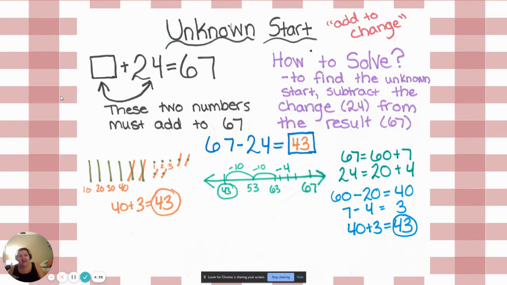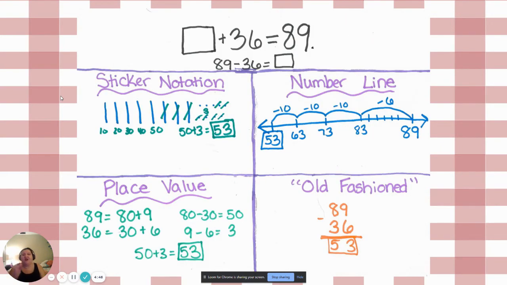As I stated in the last slide, in order to solve an unknown start where the change is addition, you need to find the unknown start by subtracting the change from the result. So the result is 89, the change is 36. So we are actually solving 89 minus 36. Sticker notation, I drew it out, 89. Then I took away 36. So you can see here, I crossed off 3 10s, 10, 20, 30. And then I also crossed out 6 1s because 36, that's 6 1s. And what I found was I was left with 53.